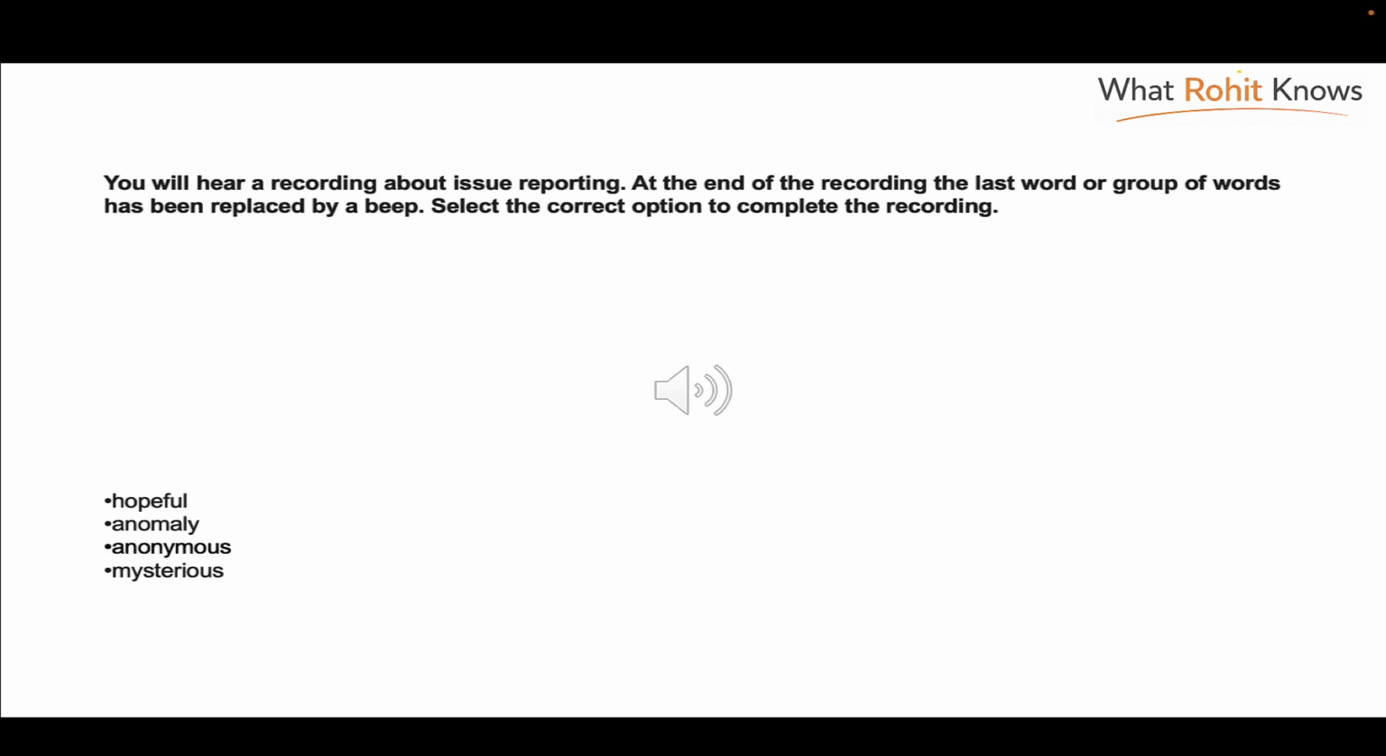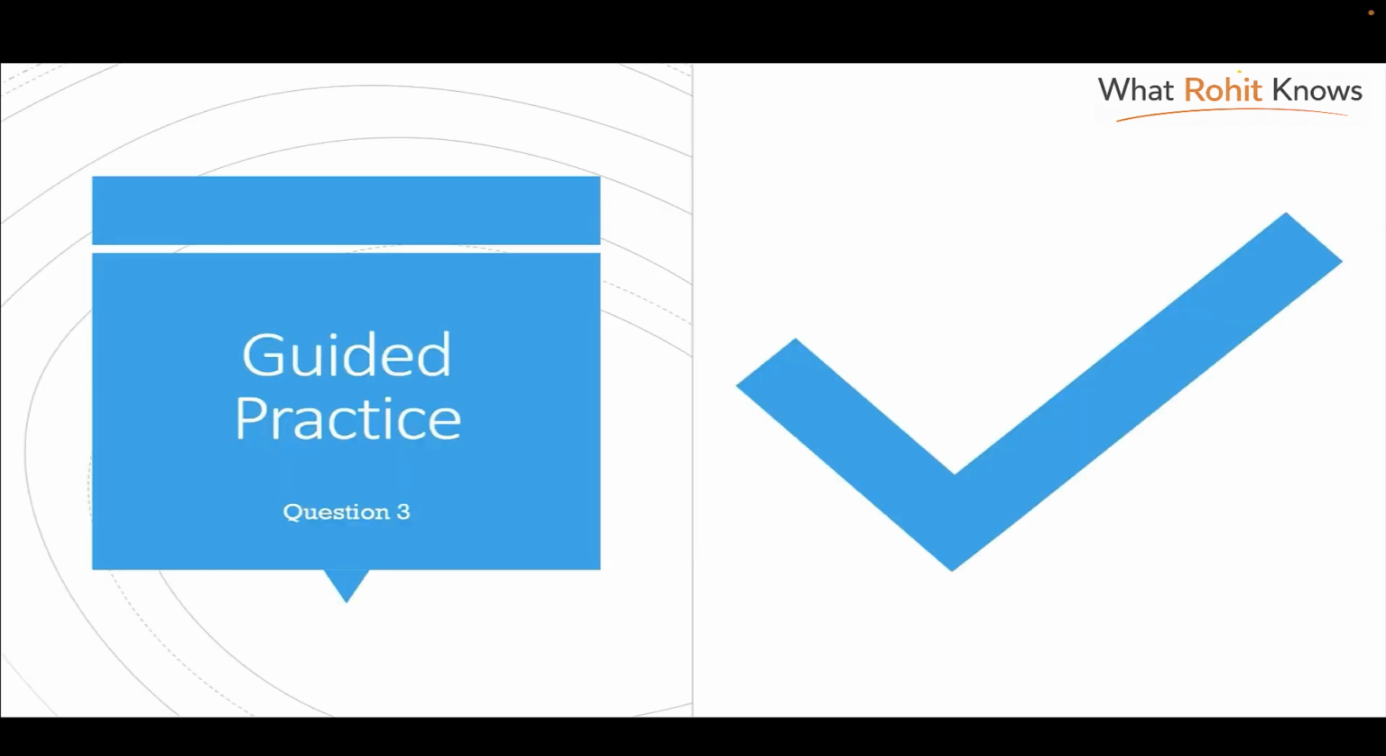Hopeful, chosen to stay anomaly, chosen to stay mysterious, or chosen to stay anonymous. In this case, anonymous, mysterious, or hopeful, all three are correct from a grammatical point of view, but only chosen to stay anonymous makes sense here. Because anonymous means you don't want to reveal your identity when you are reporting an issue. There's no logic behind chosen to stay or choosing to stay hopeful. So there's nothing about being hopeful here. But yeah, anonymous, that's the correct option. Let's go to the next question now.